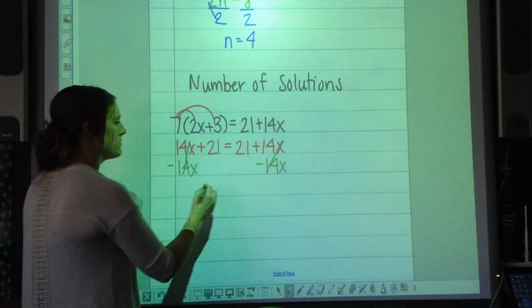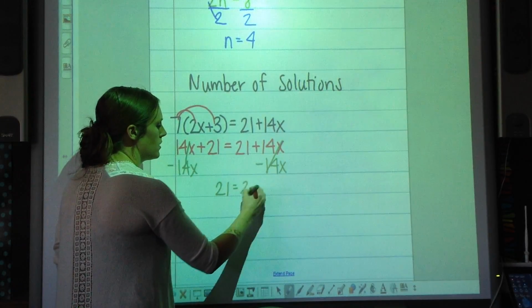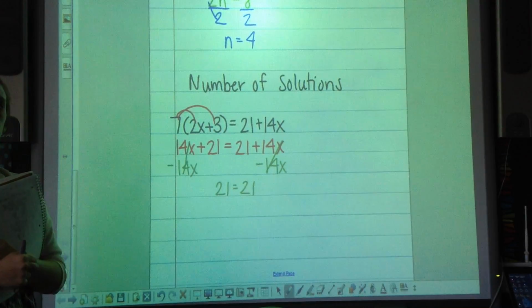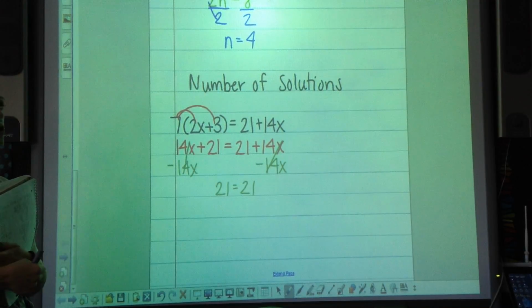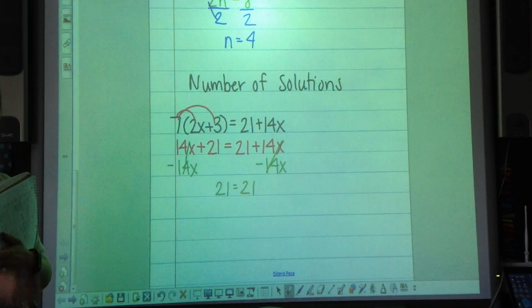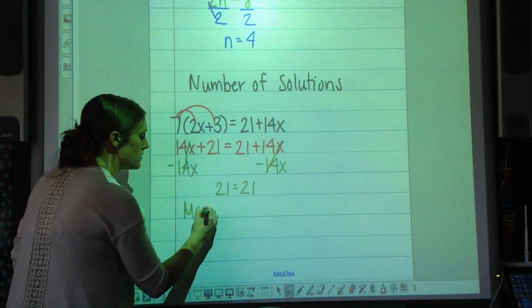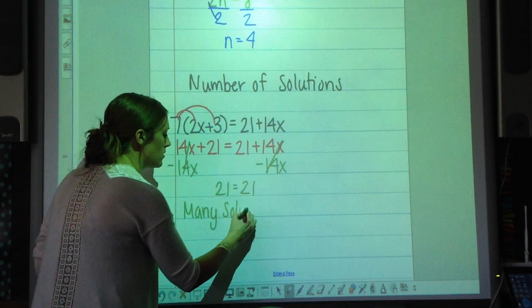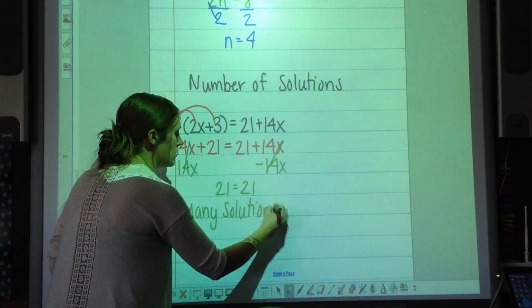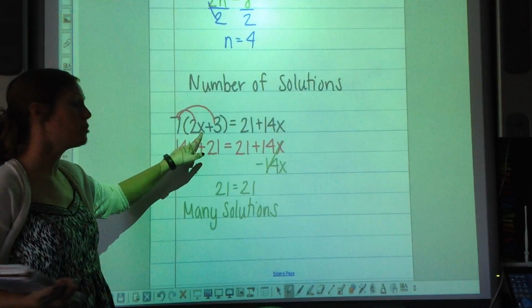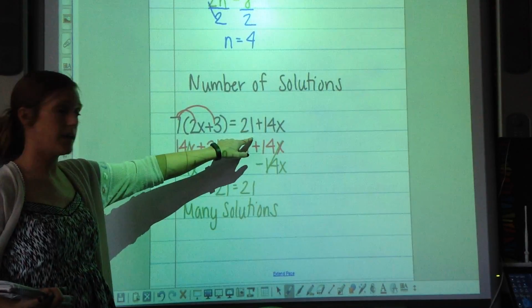Look at what we have left here. On the left side I have a 21, and on the right side I have a 21. When your variables cancel out and you get a true statement, there are infinitely many solutions to this equation. So I'm just going to say many solutions. Okay, meaning no matter what number you put in for x, this side is going to match.